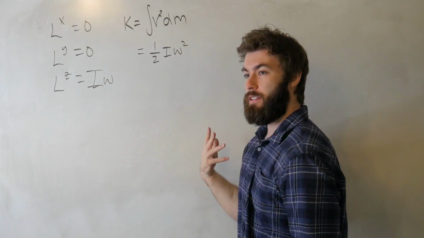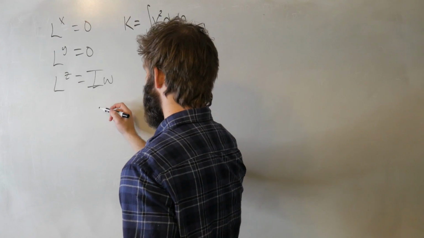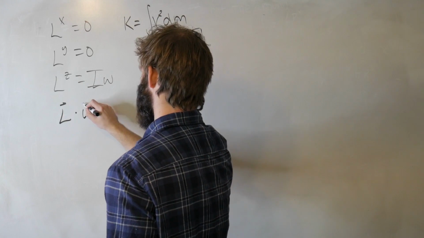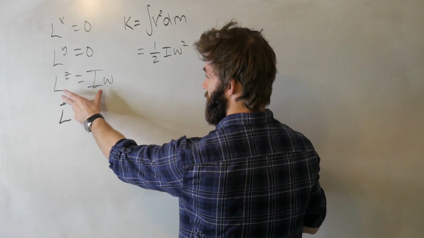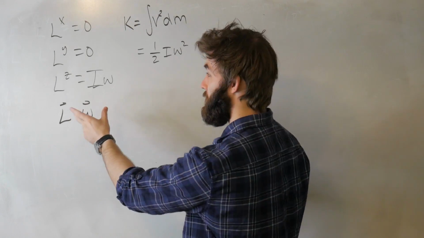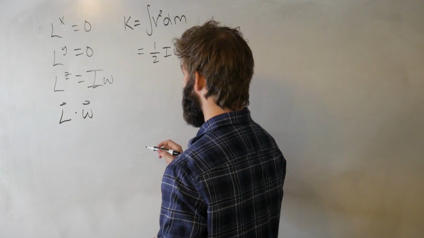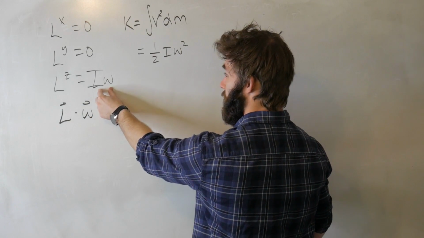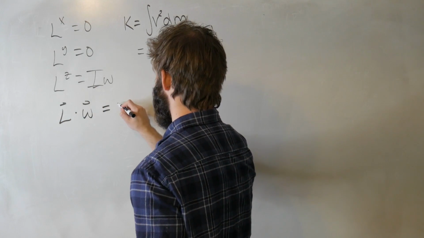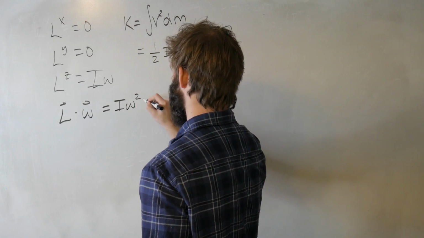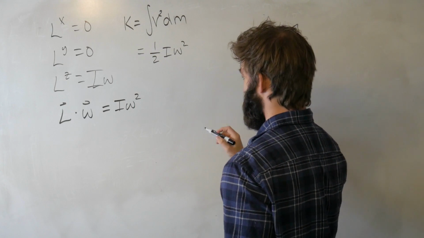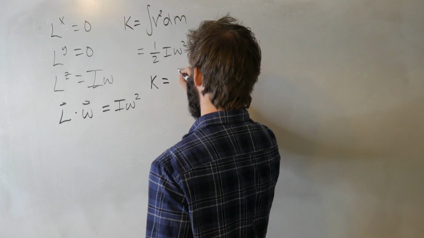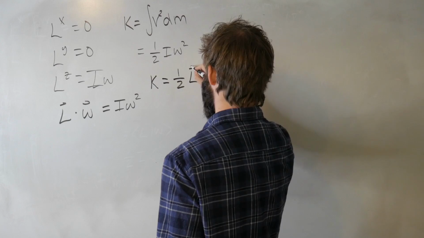If L is in the direction of omega, then that means that if we were to do, say, L vector dot omega vector, we're just going to get these terms multiplied together, right? Because these are the only terms that are surviving. So that tells us that L dot omega is just going to be this times omega, right? So this is going to be I omega squared. In other words, we can say that K is equal to 1/2 L dot omega.